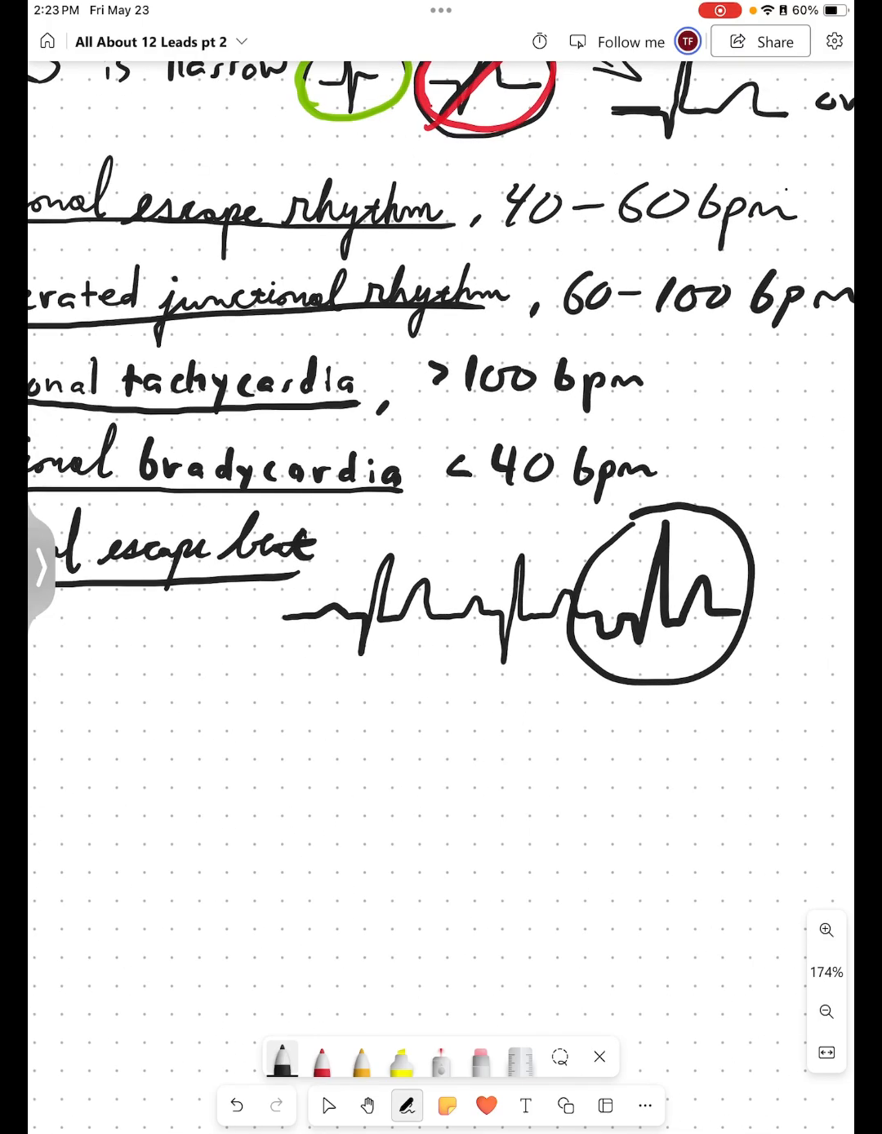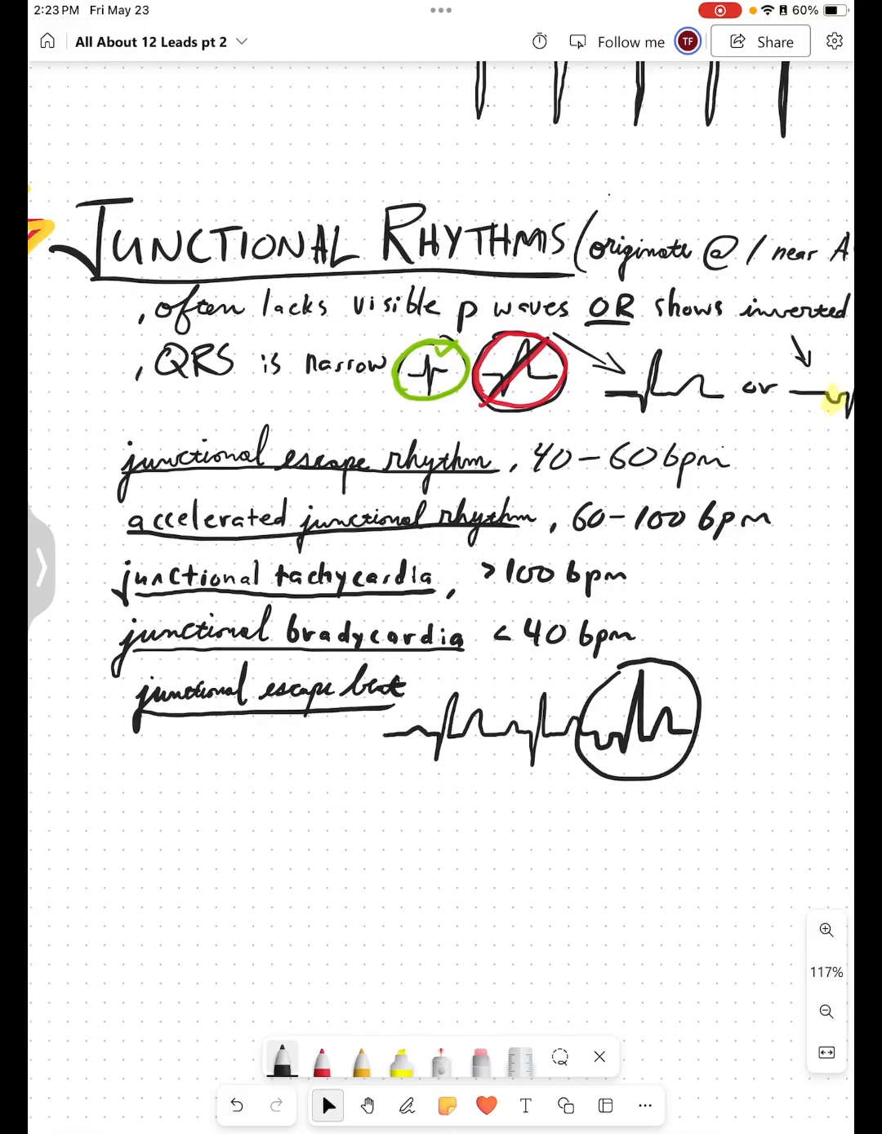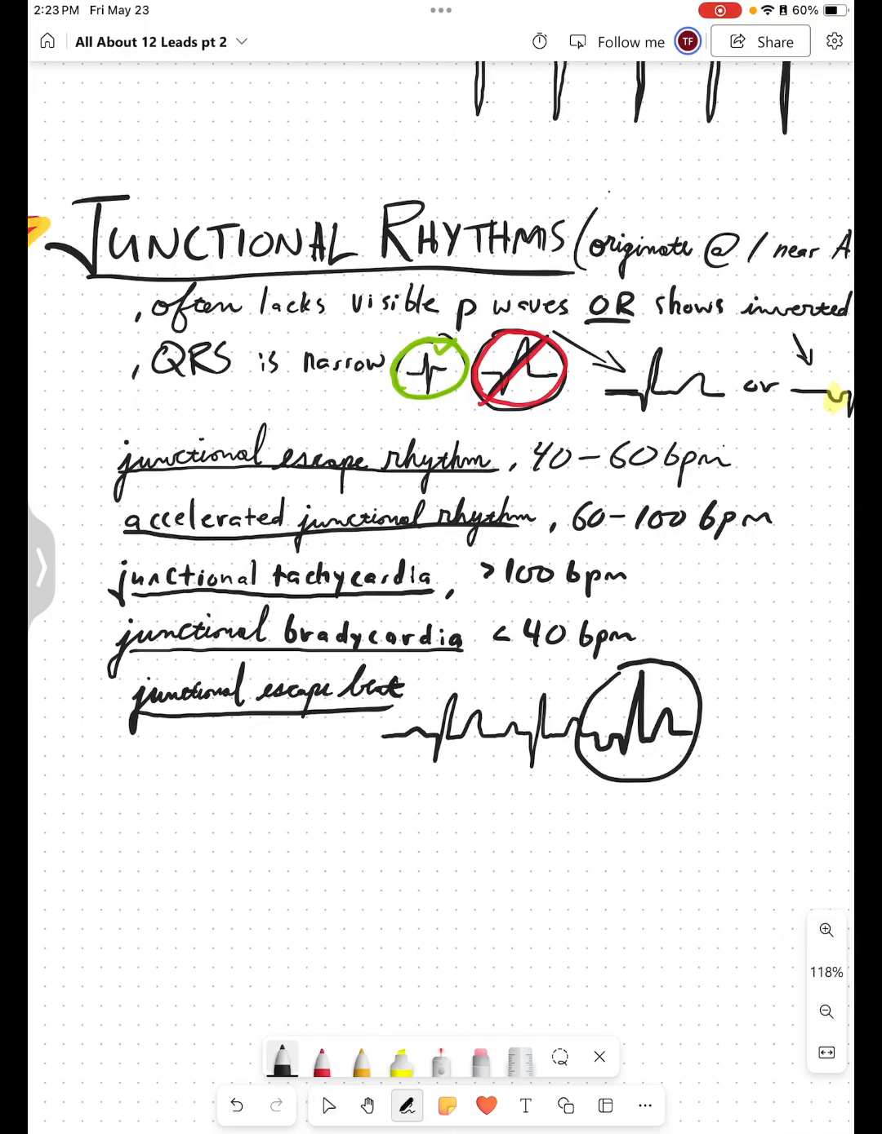Everybody, that is all about 12 leads part 2. So we've gone over our sinus rhythms, our atrial rhythms, and our junctional rhythms.